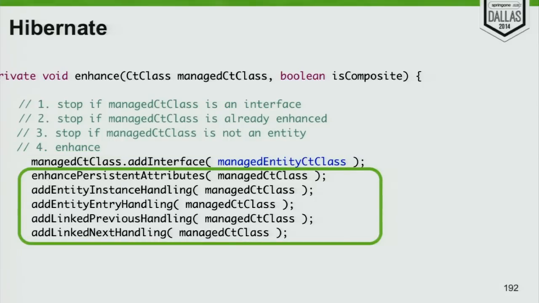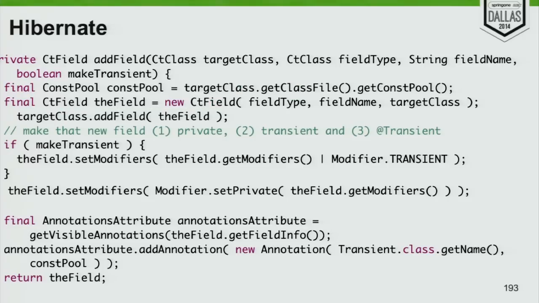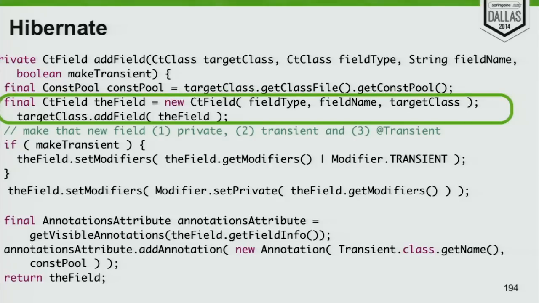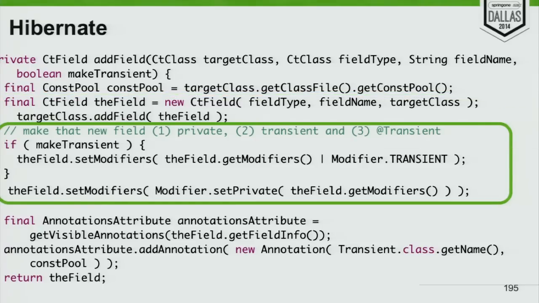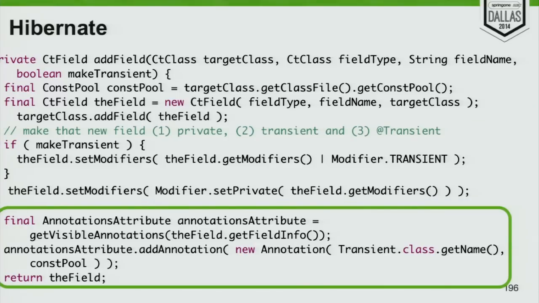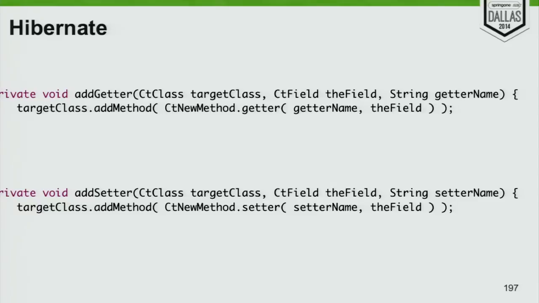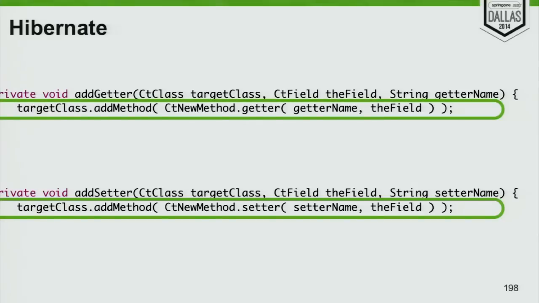Then it does a whole bunch of work. And the work includes things like adding fields to that entity. And here you can see, to create a new field, you just create a CT field object and add it to your CT class object. Then you can do things like set modifiers and add annotations. If you also want to add getters and setters for that CT field, that's pretty easy to do. There's a CT new method, and you can .getter and .setter, and that will create your getters and setters for you on your CT class object.